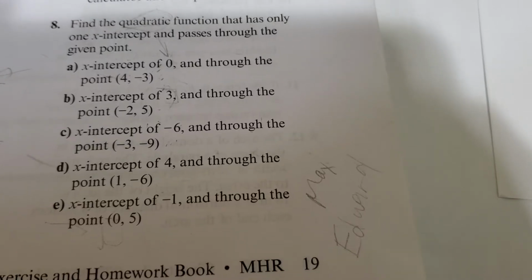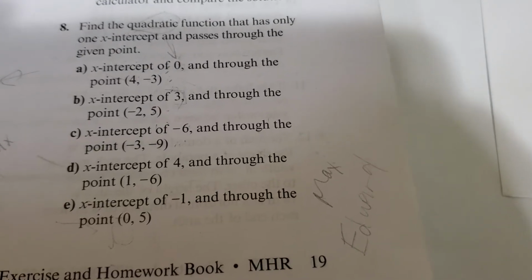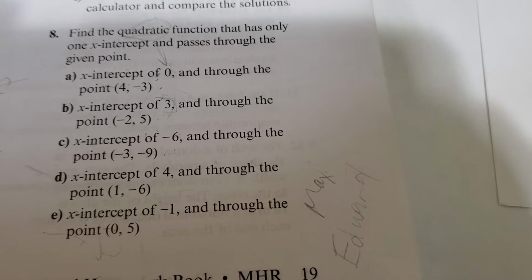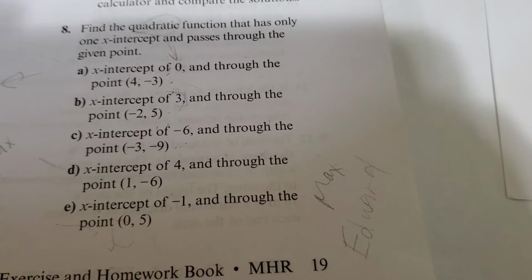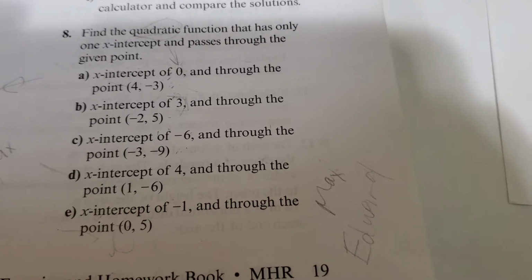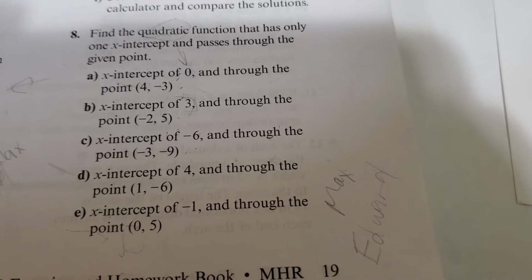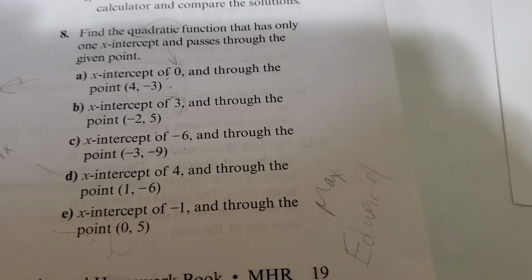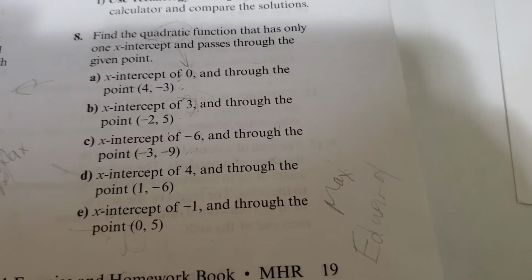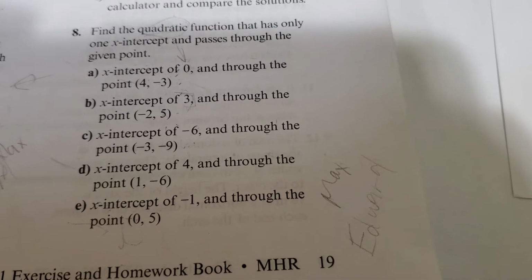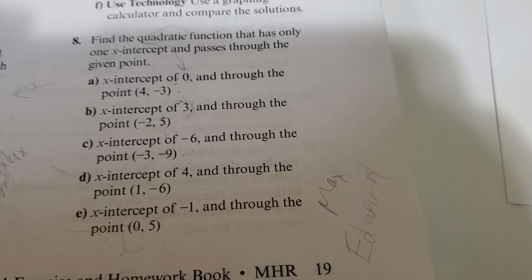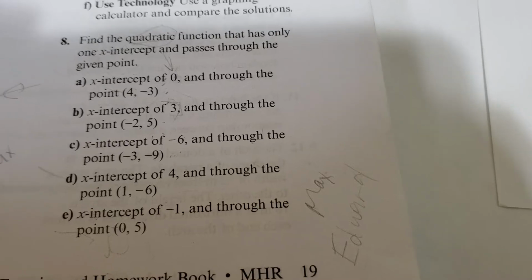So in this video, we're going to find the quadratic function that has only one x-intercept and passes through a given point. In this example, we're going to focus on question 8e with an x-intercept of -1 and through the point (0, 5). So I'm just going to draw the x and y axes here.